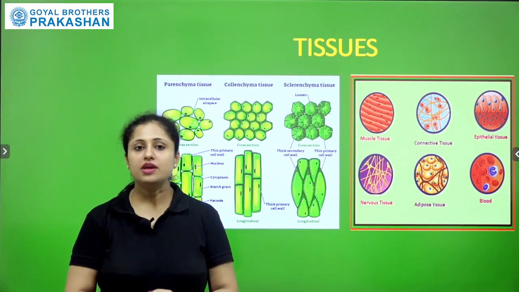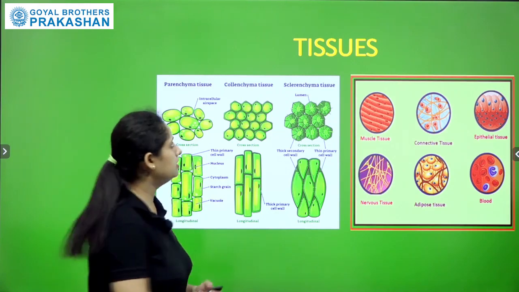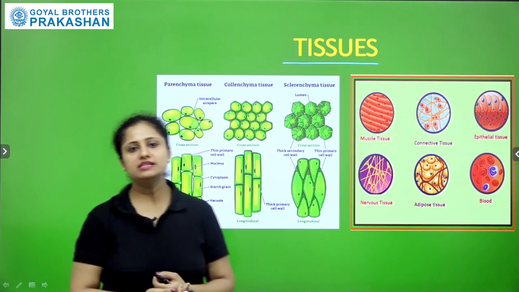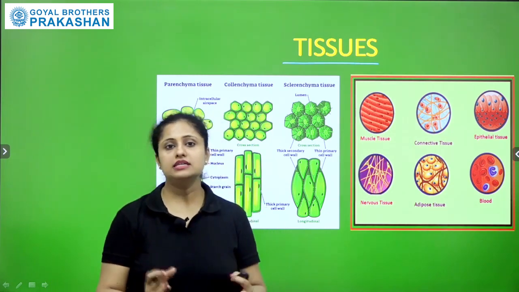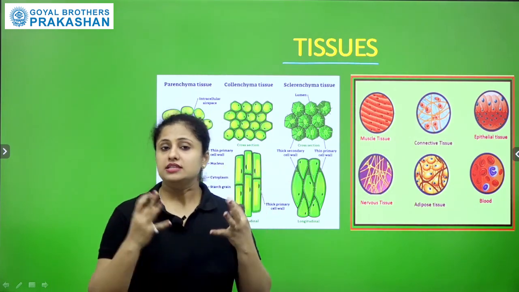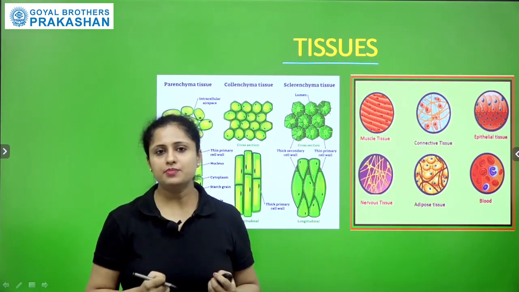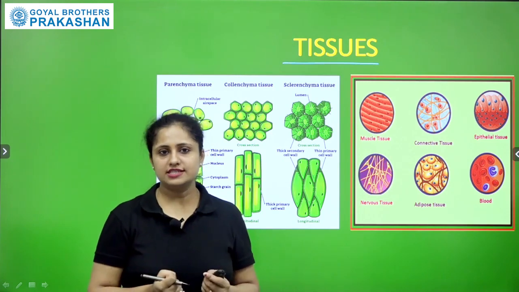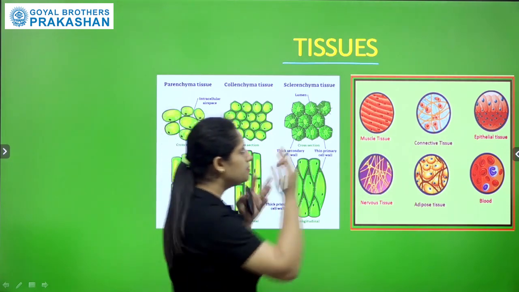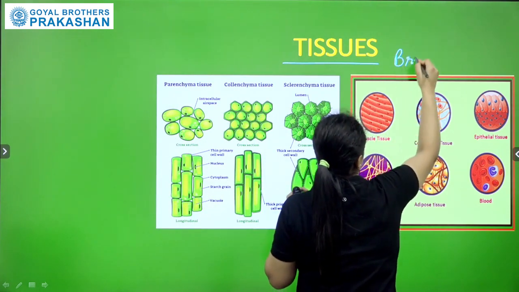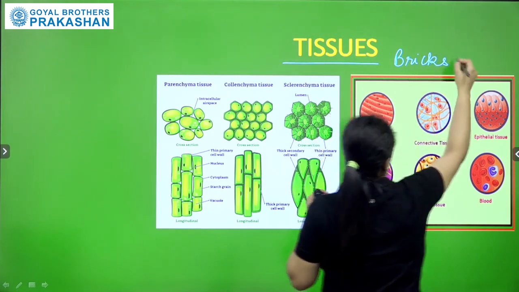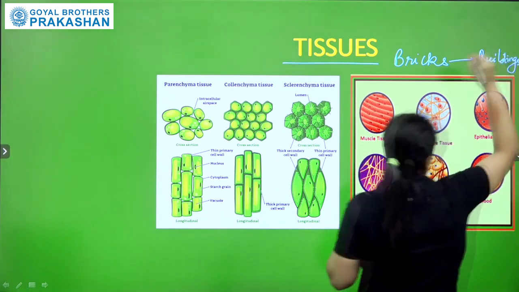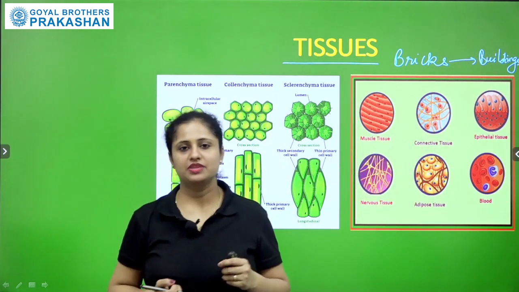So today we are here to discuss another chapter, that is tissues. So let's begin. You must have noticed that there is a huge building. That huge building is made up of small subunits. What we call those subunits are known as bricks. Right? So with the help of bricks, we can say that buildings are made up of them.